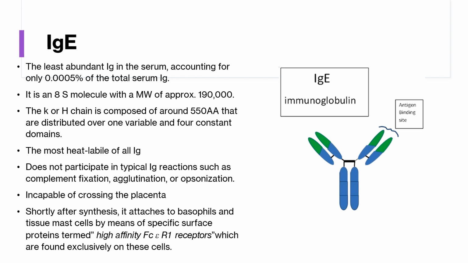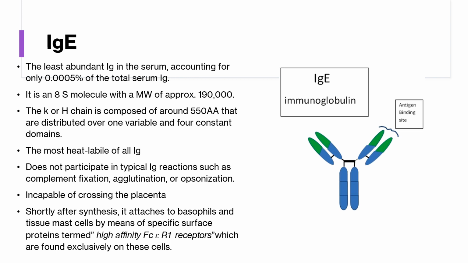Now the epsilon or the heavy chain is composed of around 550 amino acids that are distributed over one variable and four constant domains. Now, a single disulfide bond joins each heavy chain to a light chain, and two disulfide bonds link the heavy chains to one another. IgE is the most heat labile of all immunoglobulins. Heating to 56 degrees centigrade for between 30 minutes and 3 hours results in conformational changes and loss of ability to bind to target cells.